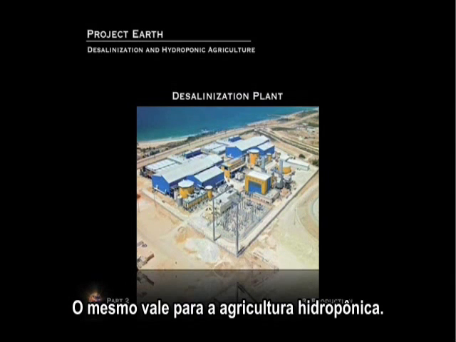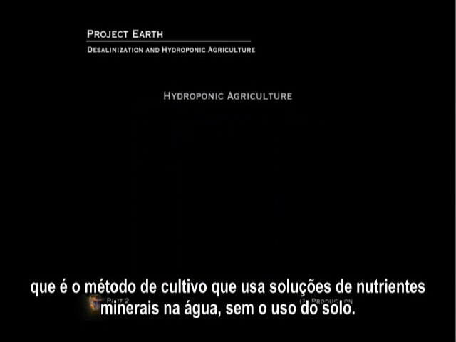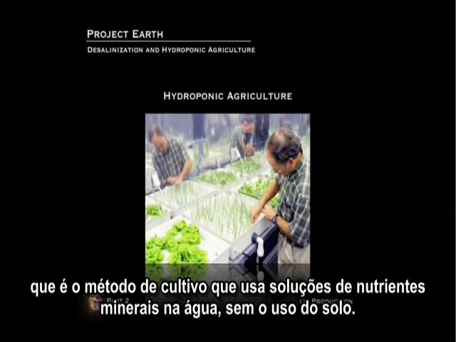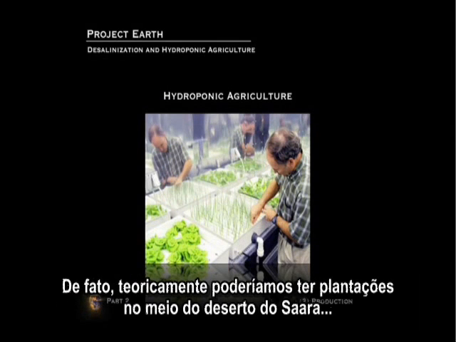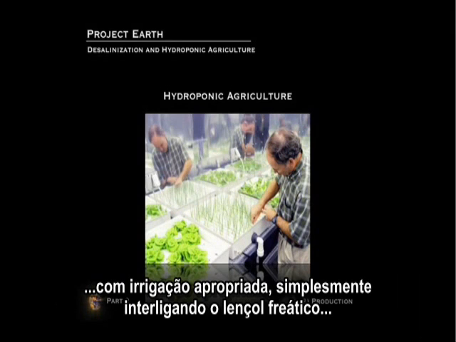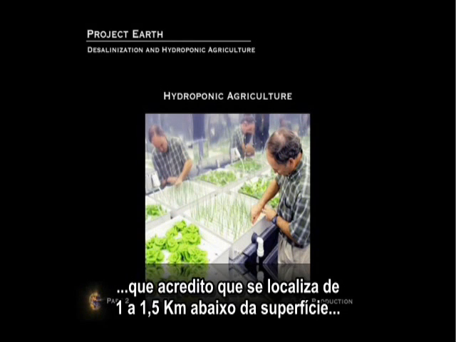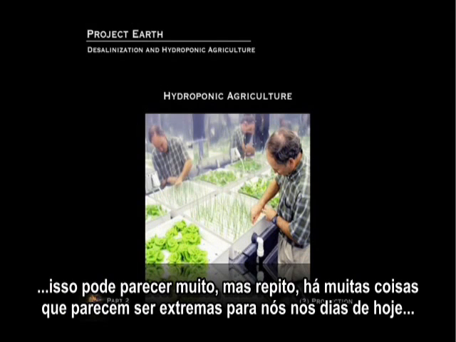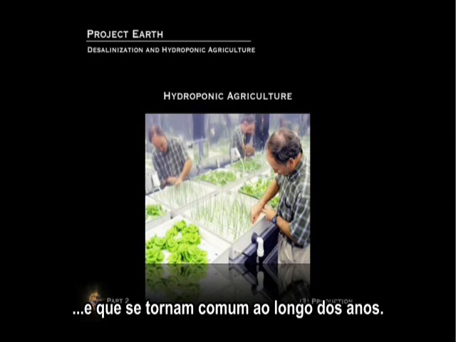The same goes for hydroponics, which is a method of growing plants using mineral nutrient solutions in water without soil. In fact, we could theoretically grow food in the middle of the Sahara Desert with proper irrigation by simply tapping down to the water table. I believe it's about half a mile to a mile down. It might sound like a long way, but again, many things that seem extreme to us today become commonplace through time.